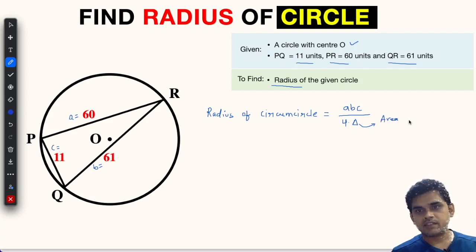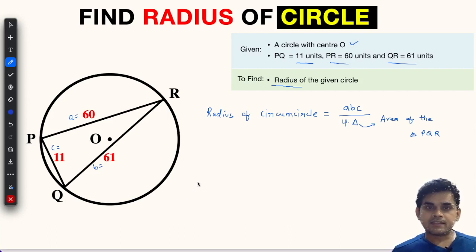So the area of the triangle here is PQR. We can easily find the multiplication of A, B and C. In the denominator, the main hurdle is finding the area of triangle PQR. And do you remember Heron's formula? Yes, Heron's formula will be used to find the area of this triangle PQR.